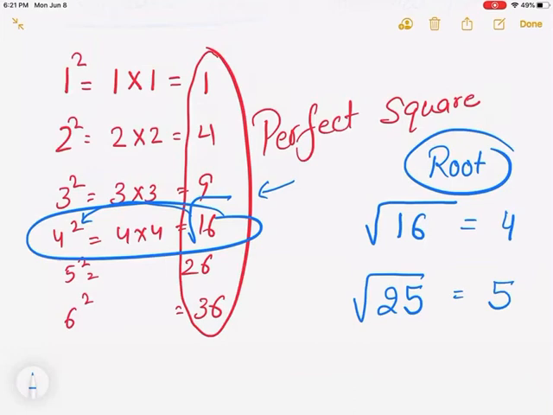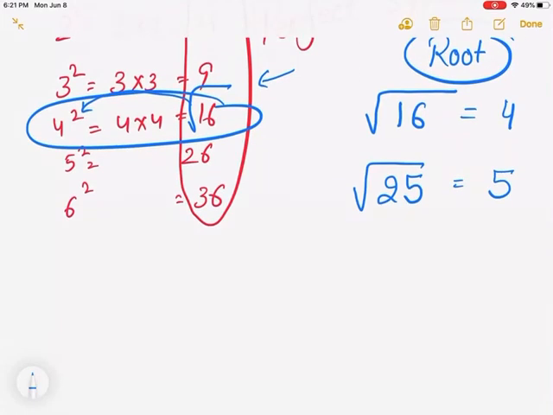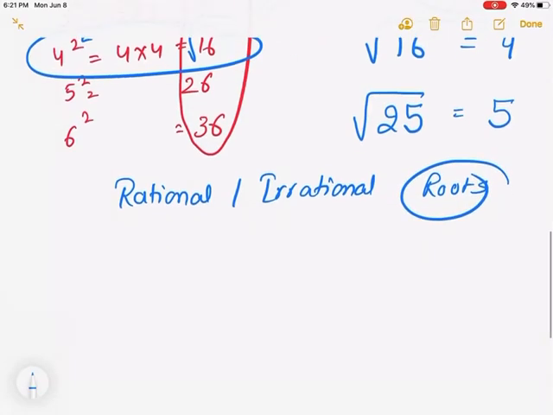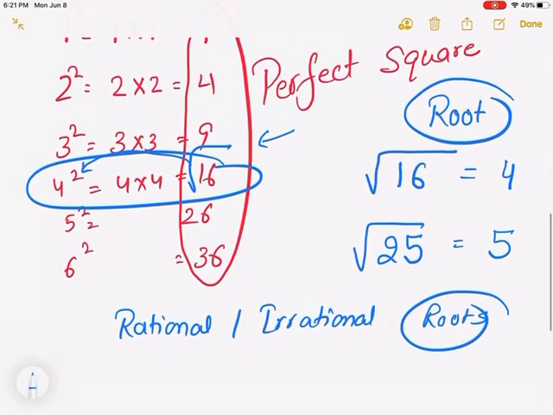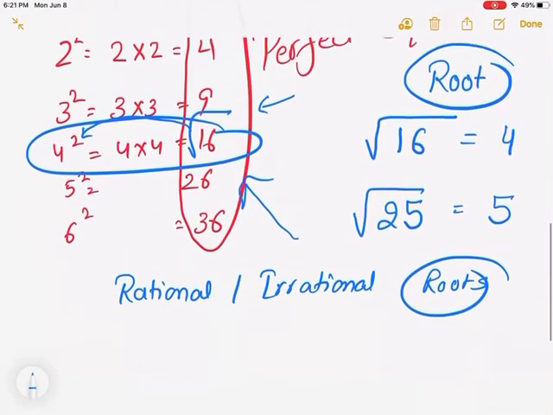So how do we decide if the root is rational or irrational? Okay, trust me, so simple. If the number under the radical is a perfect square, it's a rational number. If it's not a perfect square, it means it's irrational. So if that number is one of the numbers from the perfect square list, it's a rational number.